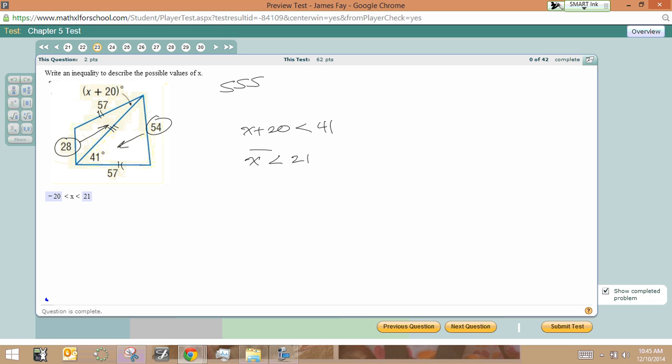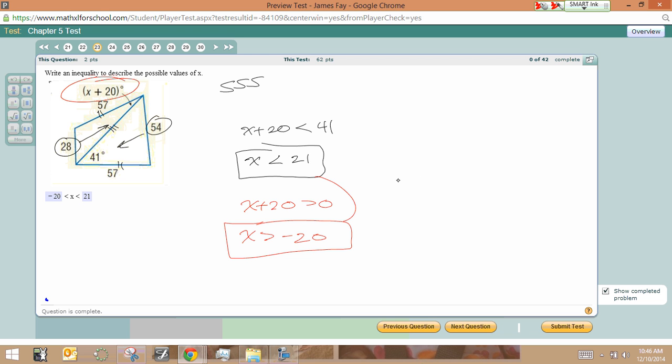And that's true, but there are values less than 21 that would provide a problem here. If I plug in x to be negative 100, which is less than 21, plug negative 100 in here, you get a negative 80 degree angle, and you can't have that. So we must force that, because it's an angle, it has to be positive. It has to be greater than 0. So subtract 20 from both sides, and x has to be greater than negative 20. So those two things together say negative 20 is less than x, which is less than 21. So x has to be between negative 20 and 21.